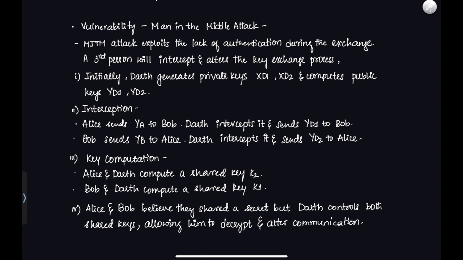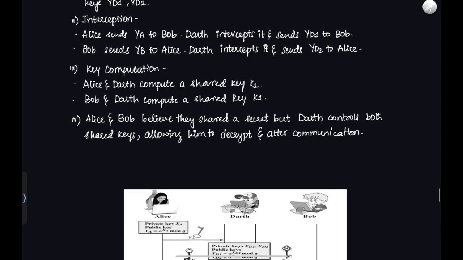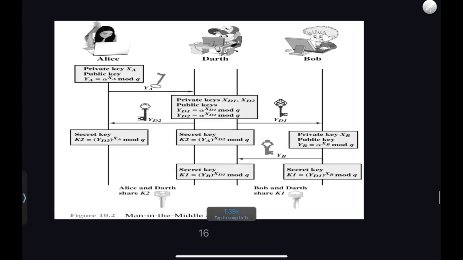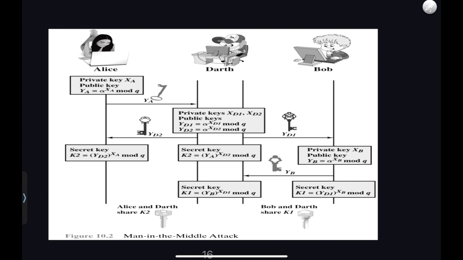So we'll look into how it works and what the key exchange process is. How does it happen here? So let's look into the figure. It'll be easy for us to understand. So firstly, here Alice is there. So Alice will send the public key.